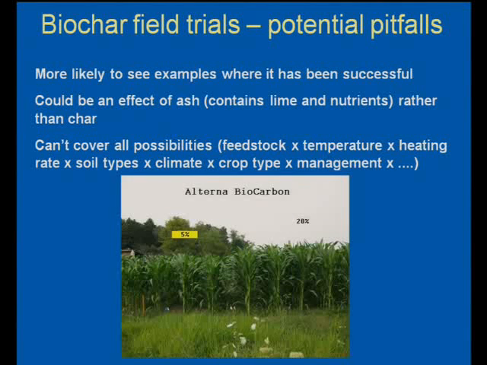Another difficulty in field trials involving biochar is, where do you start? You can't cover all possibilities. We have biochars produced from different feedstocks at different temperatures, different heating rates, and then there's soil properties, so different soil types, different climates, different crop types, different managements, and so on and so on. So as we get further into the field trials and start to see some of this complexity, what we're finding is that it works in some places, doesn't work in other places, works with some chars, doesn't work with other chars, and so on.